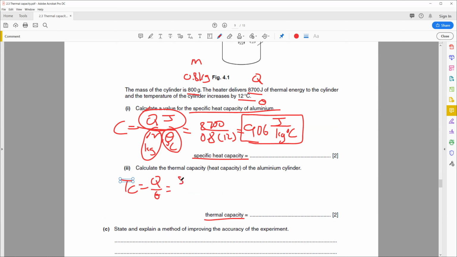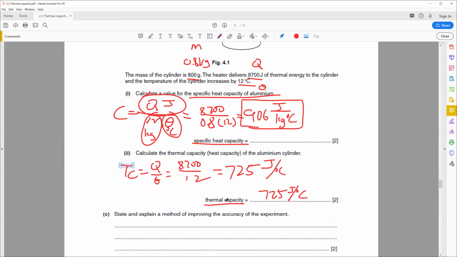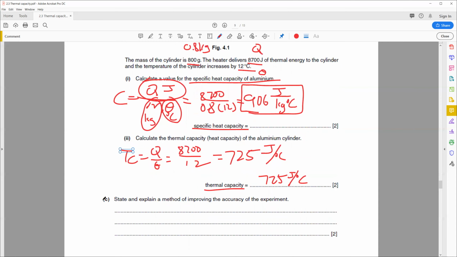From here it is essentially just 8,700 divided by 12. Press that into your calculator and you'll get 725. Exactly, 725. What's the units as well, Jen-Lim, for thermal capacity? Joules per degree Celsius. Good, excellent. 725 joules per degree Celsius. Good job, Jen.